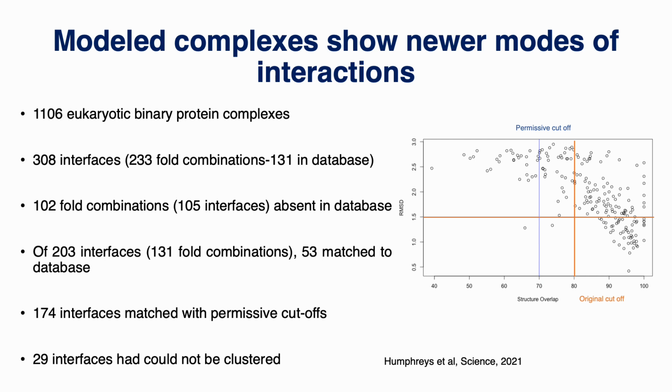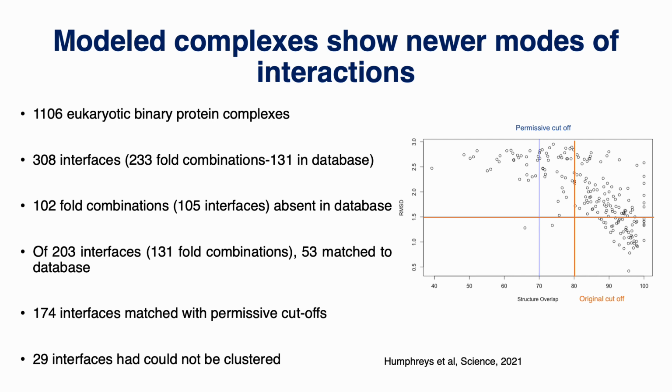And then what we did was, for the 203 interfaces that belong to the 131 fold combinations that we have in our database, we tried to see if we could cluster them with our database. So for the clustering, we used two parameters. One was a structure overlap, which gives an idea of how much percentage of the structure has an overlap, and also the RMSD. So for our interface library, the cutoffs that we used was 80% for structure overlap and 1.5 angstrom for RMSD. But with those cutoffs, we only matched some 53 model interfaces to our database.